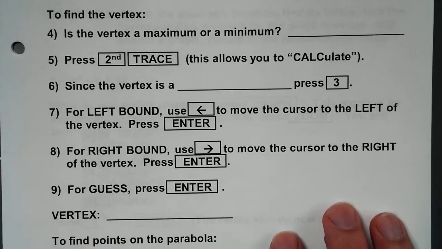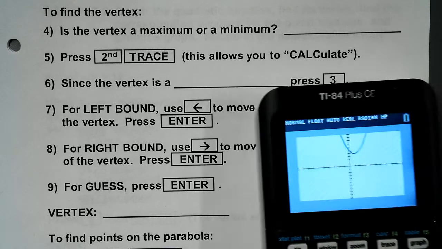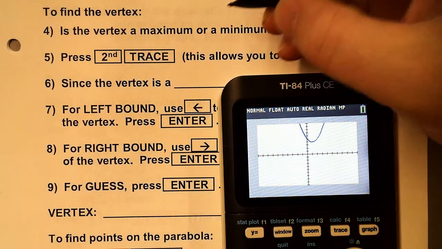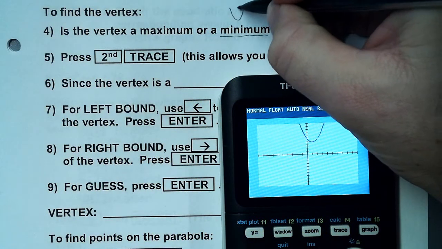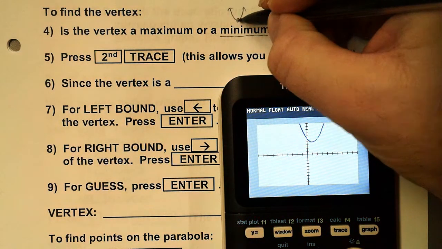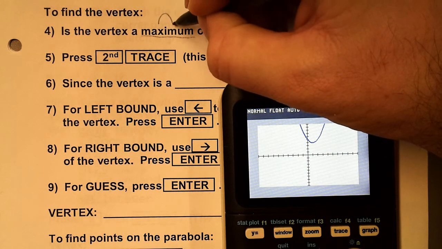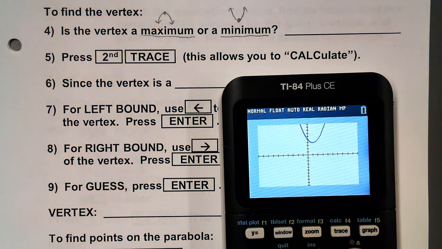To find the vertex, first we have to know if it's a max or a min. Well, if it's on the bottom, it is a minimum, because a minimum looks like this with a point at the bottom, and then a maximum looks like this with a point up top. We're just looking for the vertex, which is the maximum or the minimum, depending on how the quadratic is.